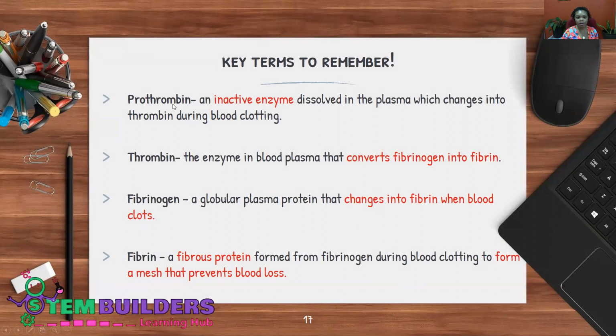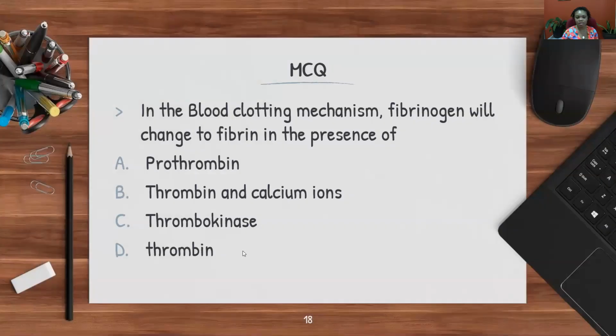So key terms to remember: prothrombin is the inactive enzyme. Thrombin converts fibrinogen to fibrin. Fibrinogen changes into fibrin when blood clots. Fibrin is a fibrous protein, and it forms a mesh that prevents blood loss.